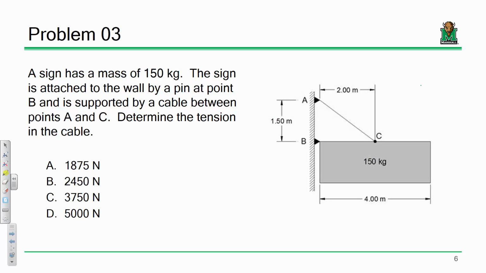The sign is attached to the wall by a hinge here, and I've got a cable between point A and point C. What is the tension in the cable? The reason I'm mentioning this whole metric thing is because there's a very easy thing to forget on this problem. Statics is an analysis of moments and what? And forces.